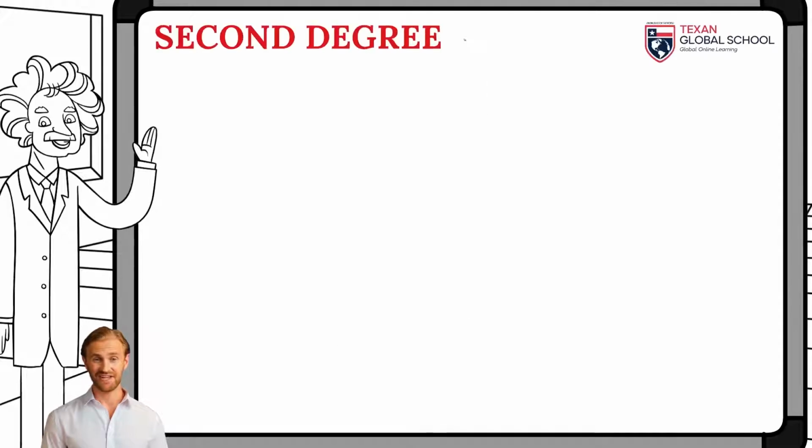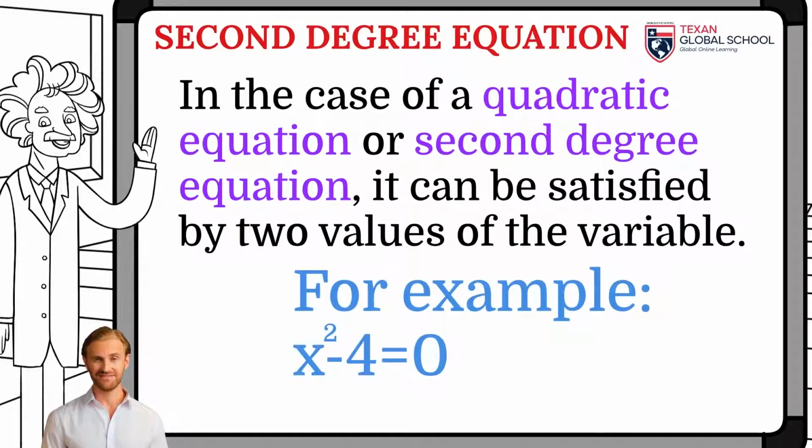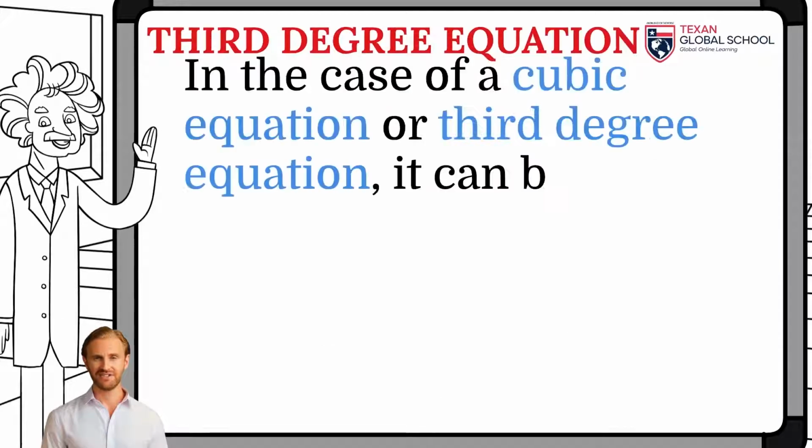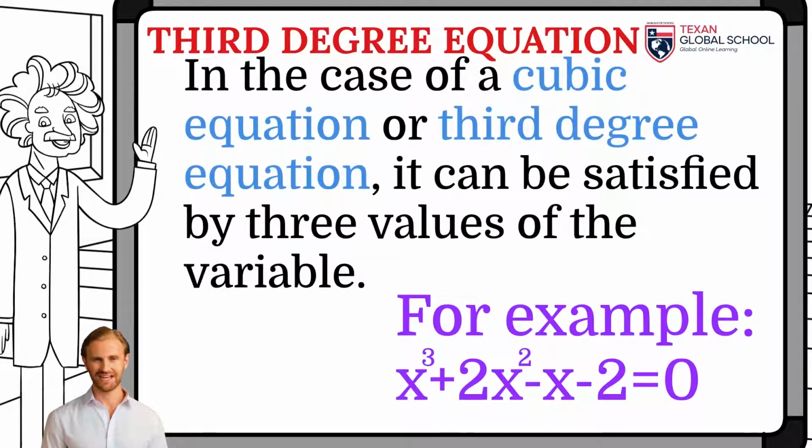In the case of a quadratic equation or second-degree equation, the equality can be satisfied by two values of the variable. For example, x squared minus 4 equals 0. The equality is satisfied if x is equal to 2 and negative 2. For a cubic equation or third-degree equation, the equality can be satisfied by three values of the variable, and so on. For example, x cubed plus 2x squared minus x minus 2 equals 0. The equality is satisfied if x is equal to 1, negative 1, and negative 2.